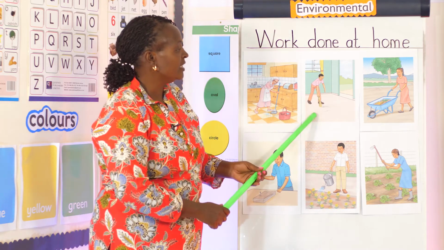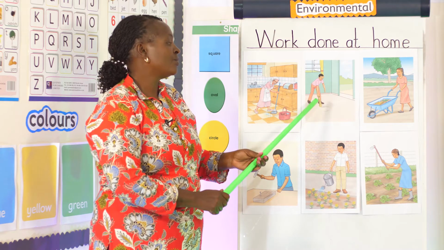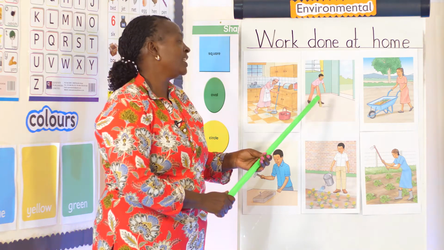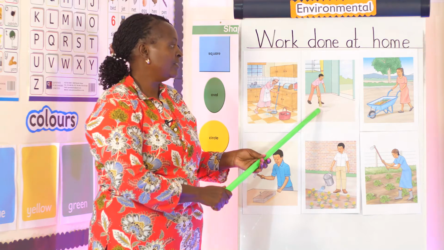On another picture here, a young man or a boy is sweeping. Why? So that the floor can be clean. There is no dust in the house, which can also make us sick, okay?